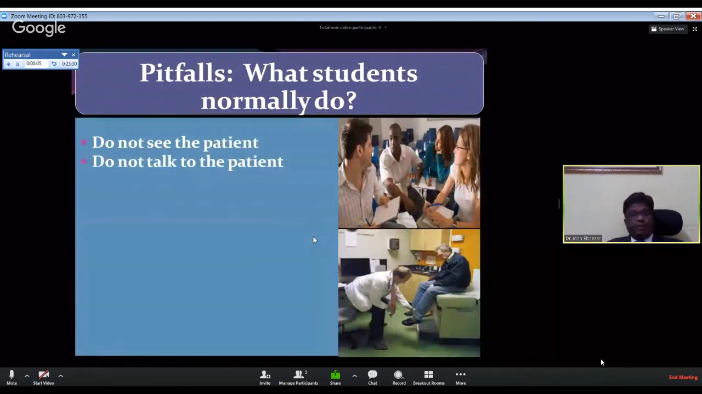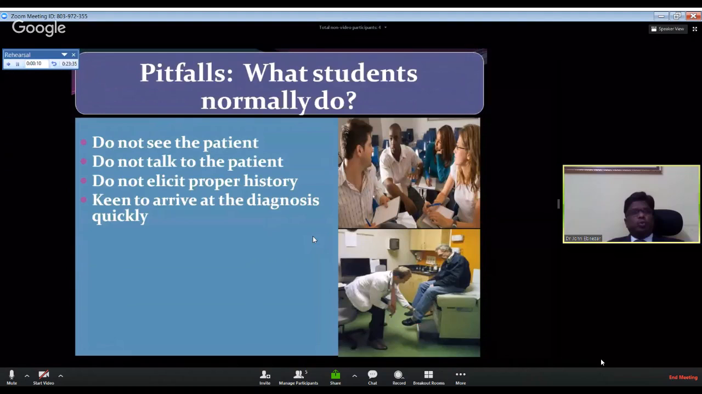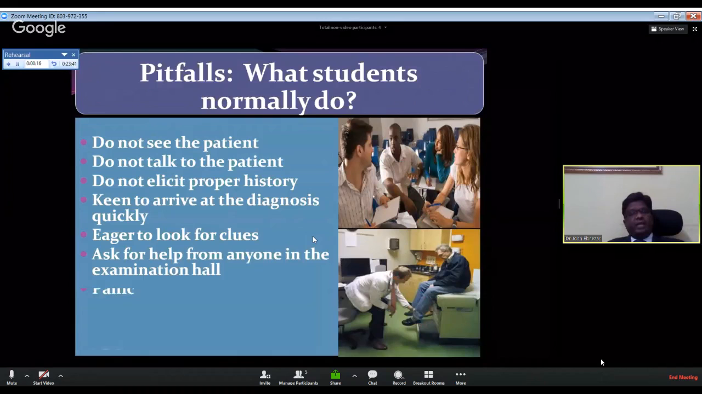They do not see the patient properly. Do not talk to the patient properly. Do not elicit proper history. They are keen to arrive at the diagnosis very quickly. Eager to look for clues. Ask for help from anyone in the examination hall. Panic, hurry, and then the problems.